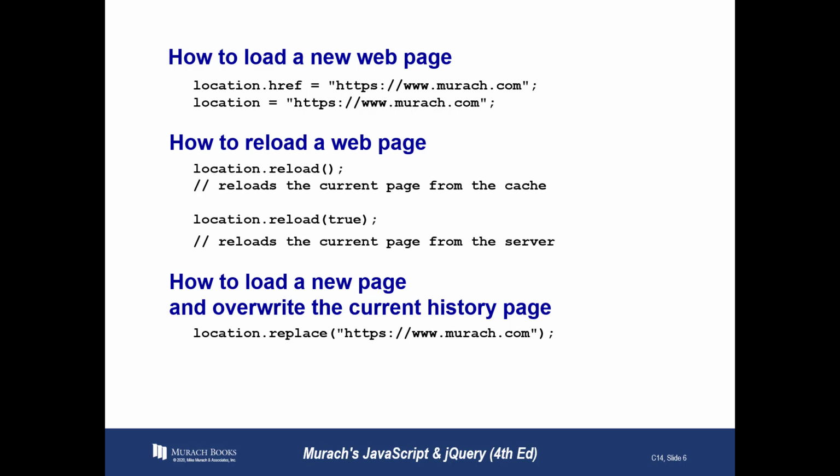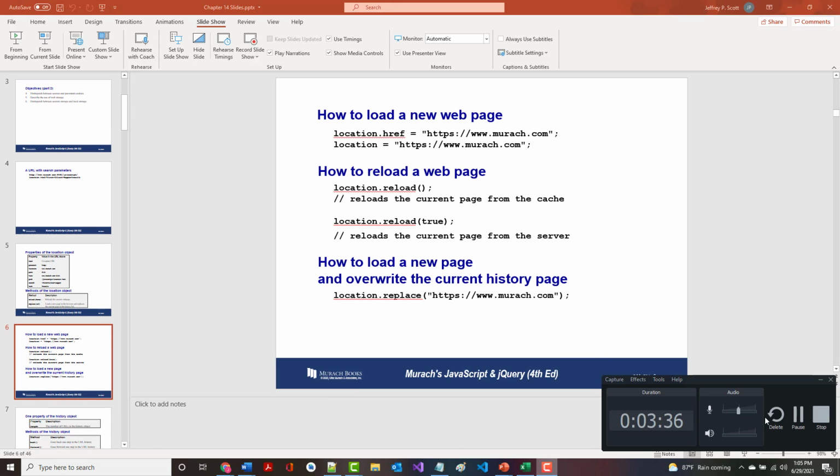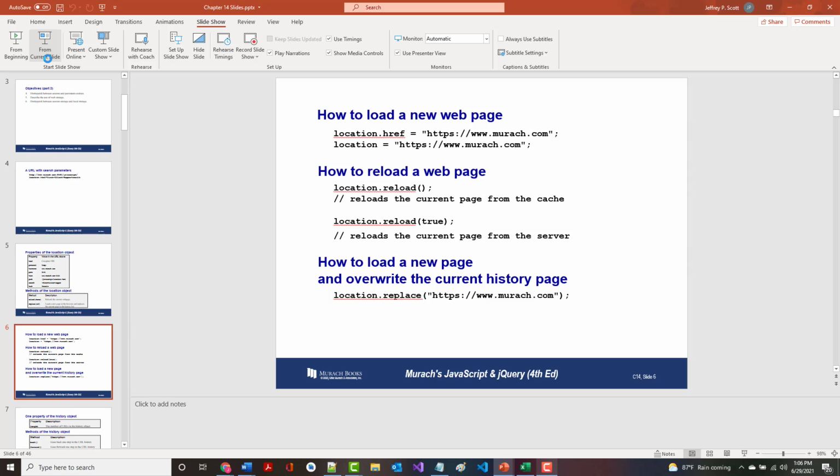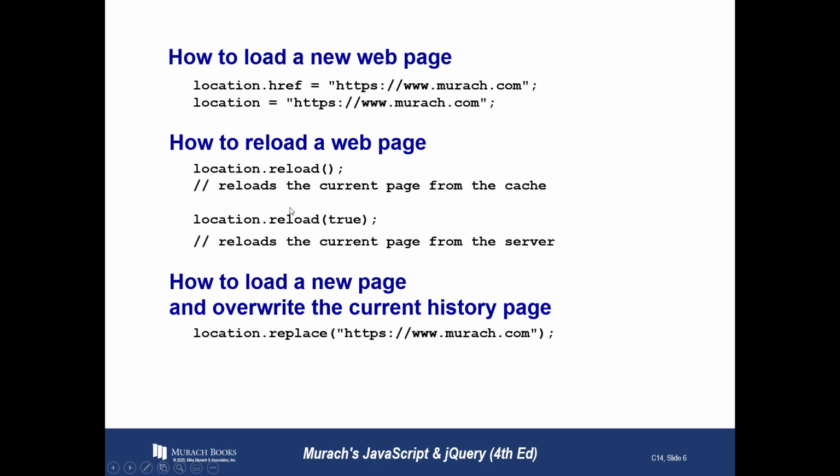So this shows you here how you can load a new page. You can either just say location equals, which I believe defaults to href then. All right, and to reload a page then, location.reload. Notice the difference. When you don't provide anything, it assumes that the current page is cached in the memory on the machine. But if you say reload true, it tells it to go out to the server. You may want to do this if you know that the content of the page changes very frequently. All right, and again, here's how you can load a new page and overwrite the current history page, shown on the bottom there.